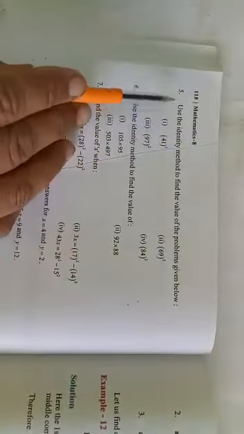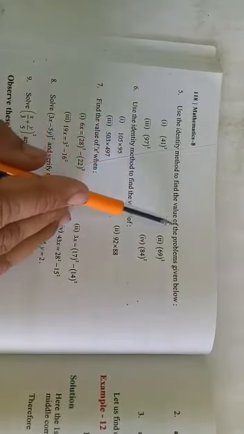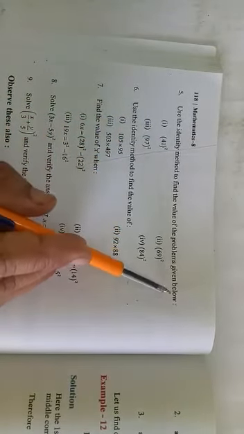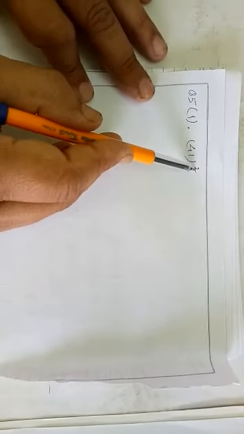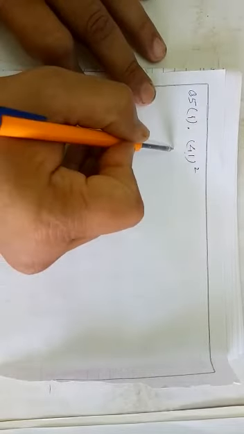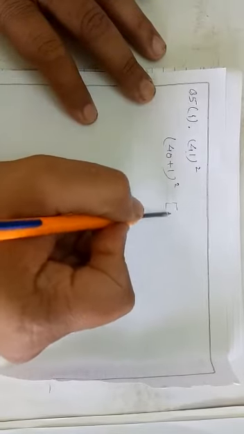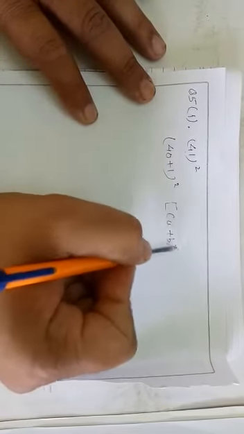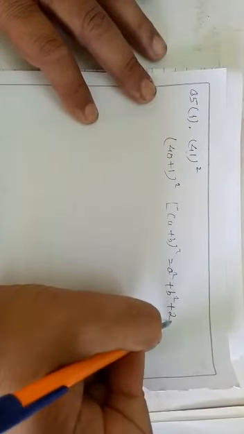Now we will see question number 5. Using the identity method, find the value of the problem given below. We have to use identity. The question is 41 whole square. You can break 41: (40 plus 1) whole square you can write. It is in the form of identity (a + b) whole square. It is a square plus b square plus 2ab.